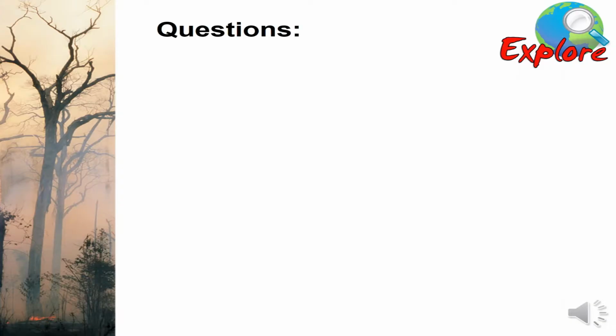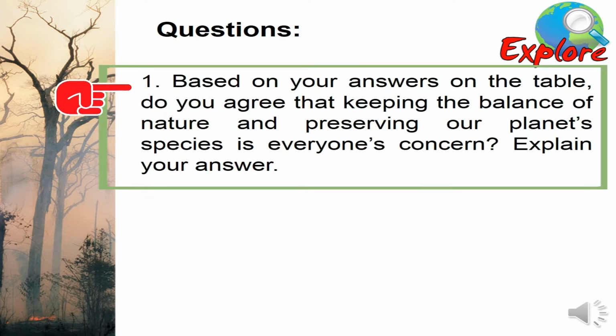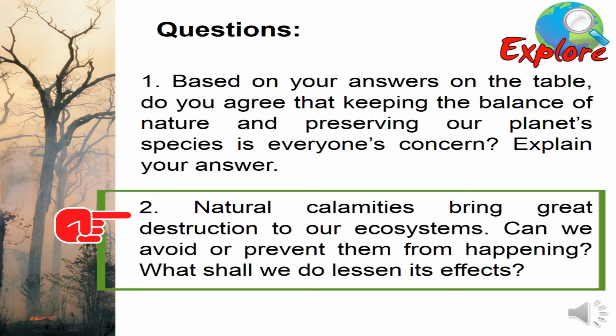Following are the questions which you are going to answer. 1. Based on your answers on the table, do you agree that keeping the balance of nature and preserving our planet's species is everyone's concern? Explain your answer. 2. Natural calamities bring great destruction to our ecosystems. Can we avoid or prevent them from happening? What shall we do to lessen its effects?